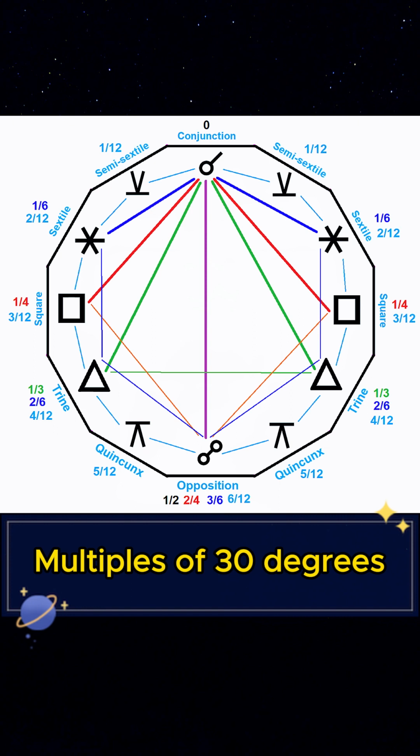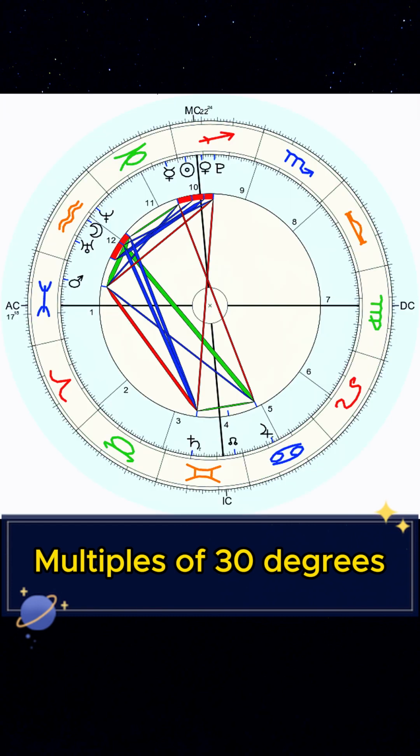However, these angles only become particularly significant when they are multiples of 30 degrees. Not all aspects have special meanings, and when you create an astrology chart on websites or mobile apps, the system will only display those important aspects.